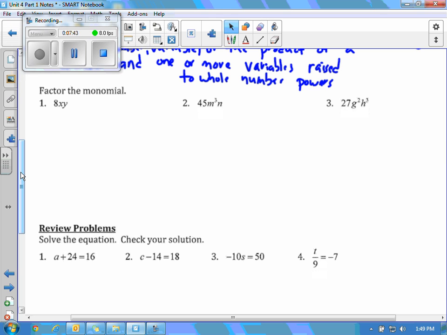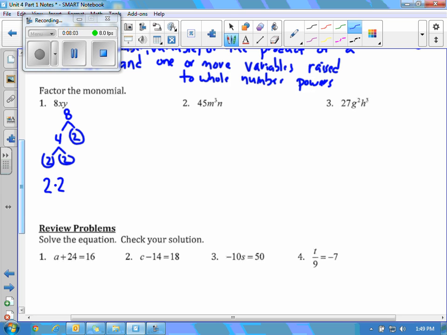So when we do this, we want to start with the number part first. So I'm going to take the 8, and I'm going to do a factor tree just like I did before. So 8 is going to break into 4 and 2. 2 is prime, so I can circle it. 4 is going to break into 2 and 2. Those are both prime, so I circle. Now I'm going to write out the multiplication. So I have 2 times 2 times 2.